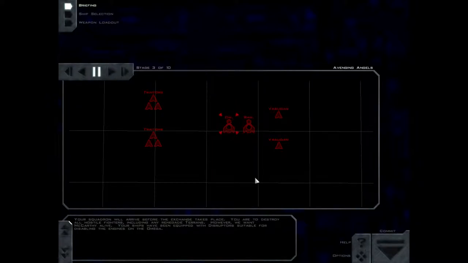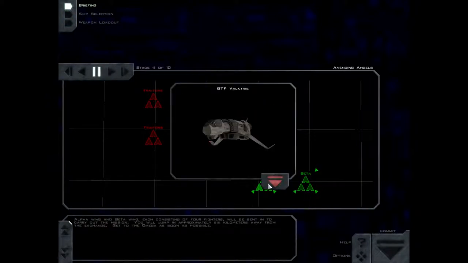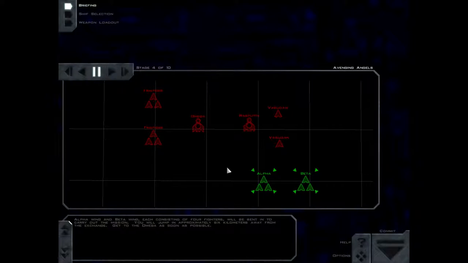You are to destroy all hostile fighters, including any renegade Terrans. However, we want McCarthy alive. Your ships have been equipped with disruptors, suitable for disabling the engines on the Omega. Alpha Wing and Beta Wing, each consisting of four fighters, will be sent in to carry out the mission. You will jump in approximately 6 kilometers away from the exchange. Get to the Omega as soon as possible.